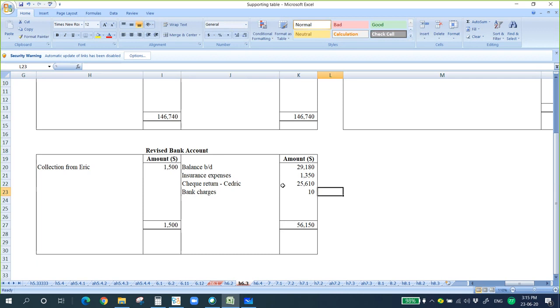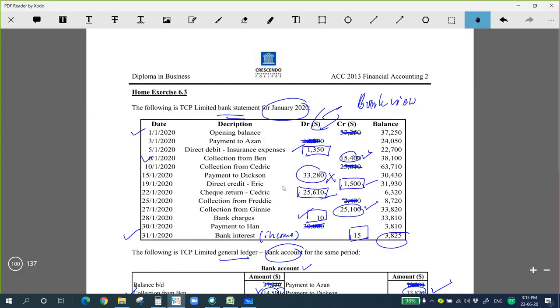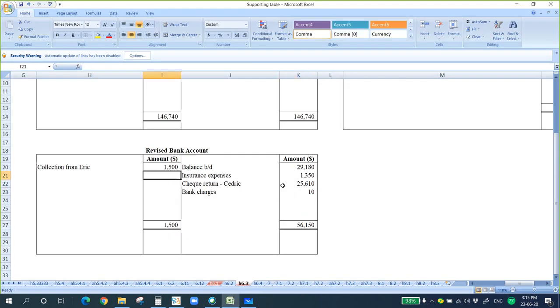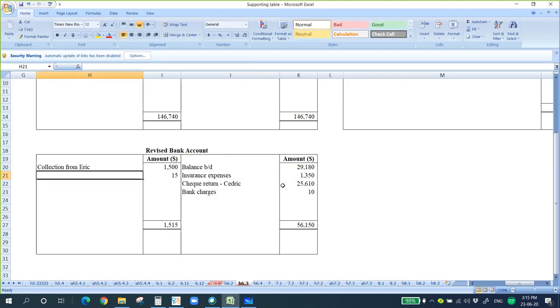Continue. We also have a bank interest income 15, not recorded in the ledger. So for the collection, we show it on the debit side, 15. So we will write bank interest income.